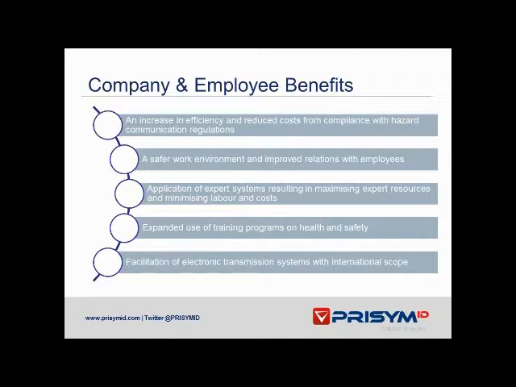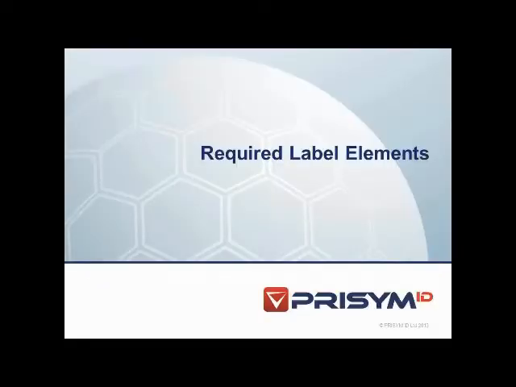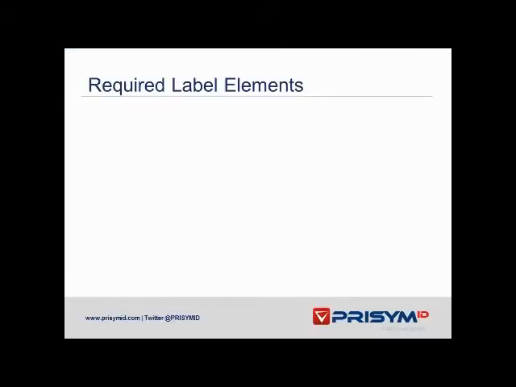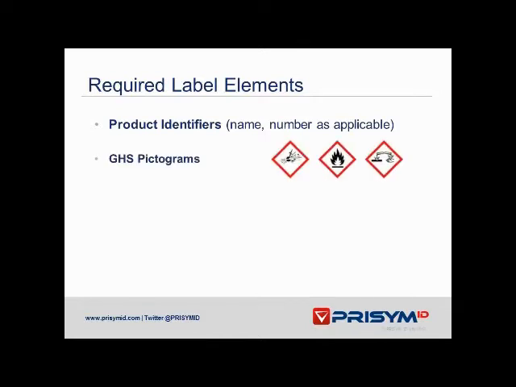Now let's take a look at the required label elements. GHS labels require the following to remain visible at all times. A product identifier, which is a name or number used for a hazardous product on a label or in the SDS. GHS pictograms, which are the diamond-shaped symbols you can see on the screen.